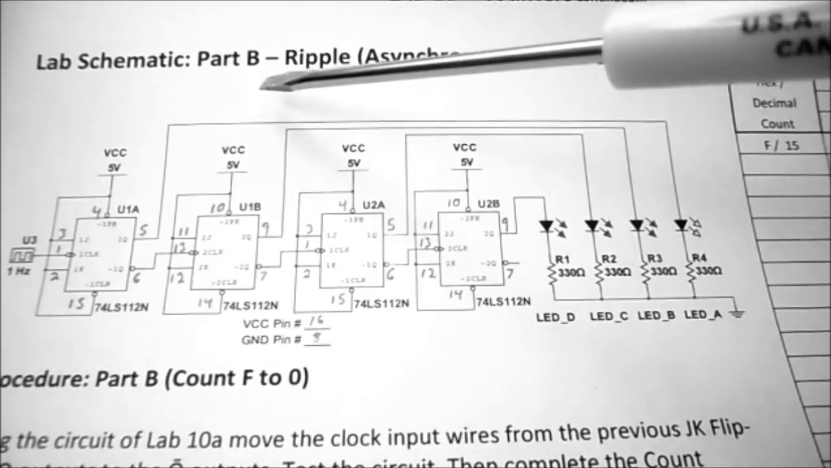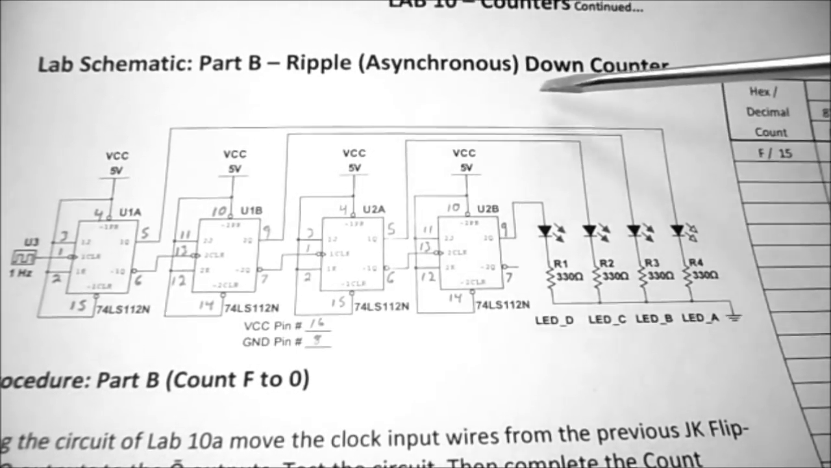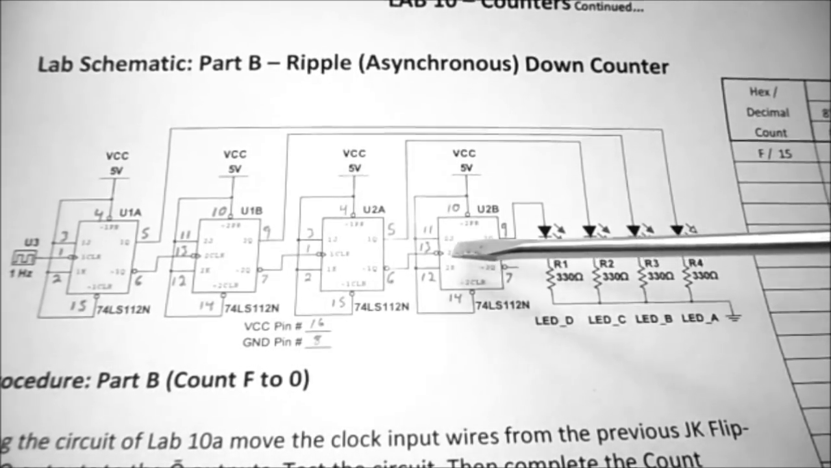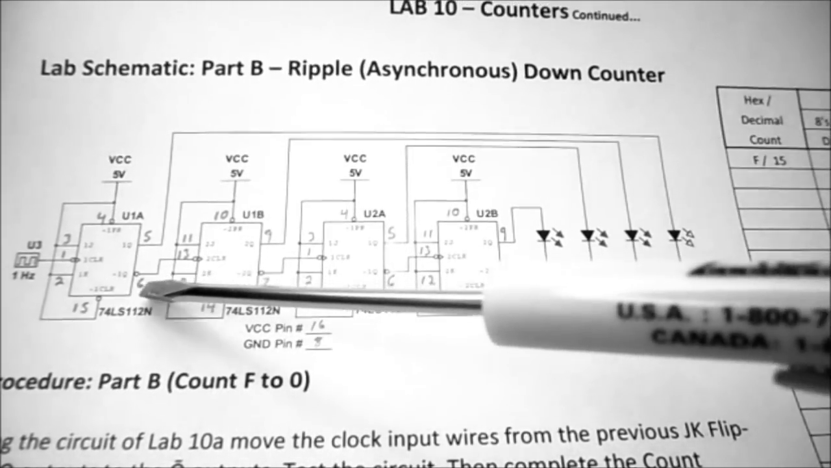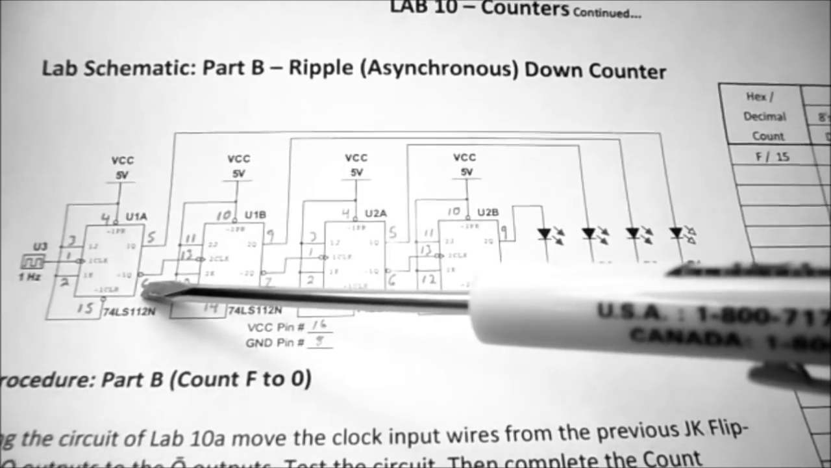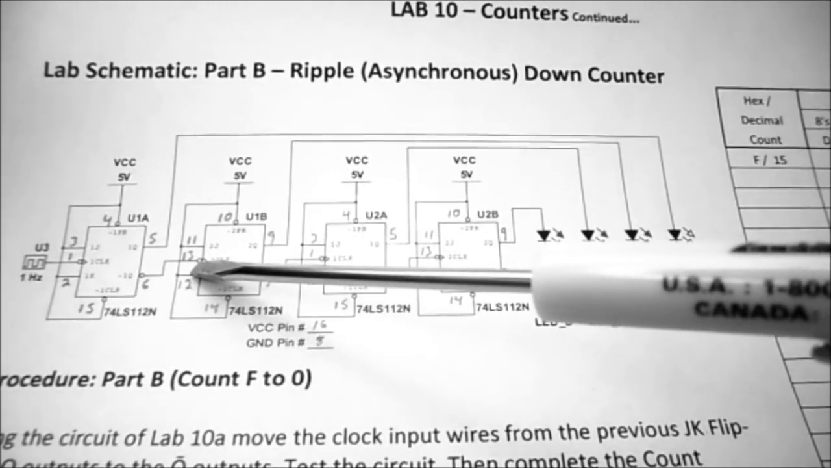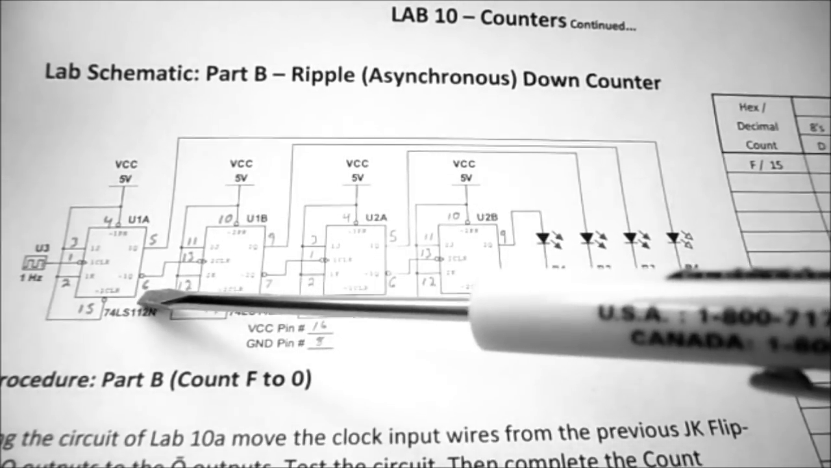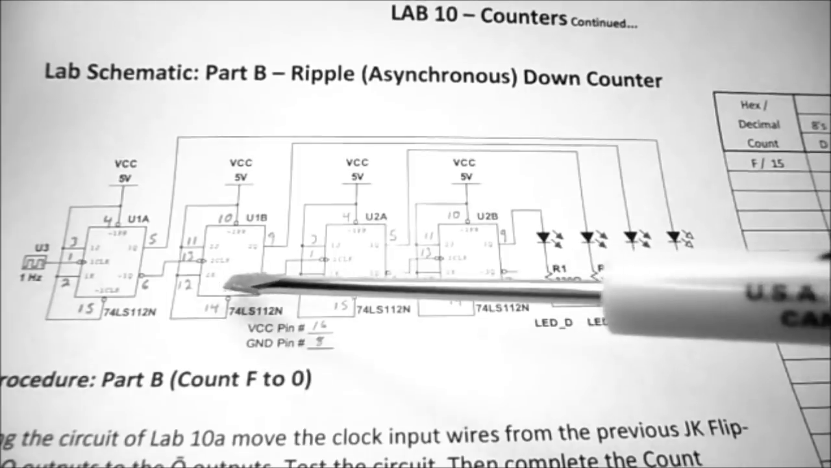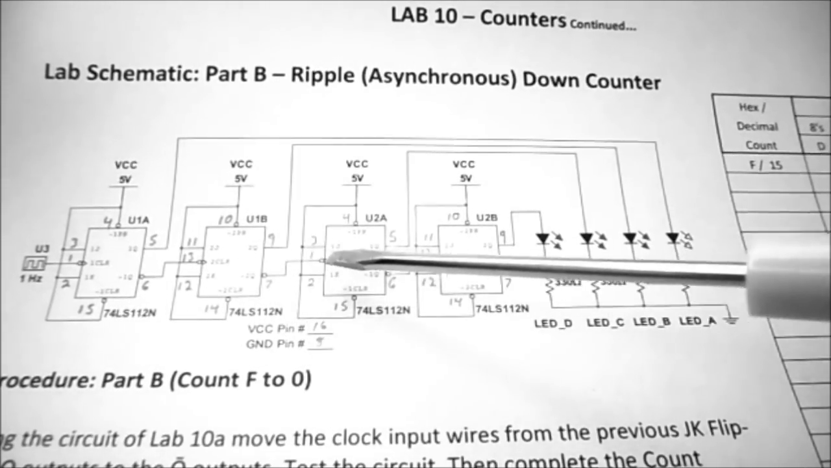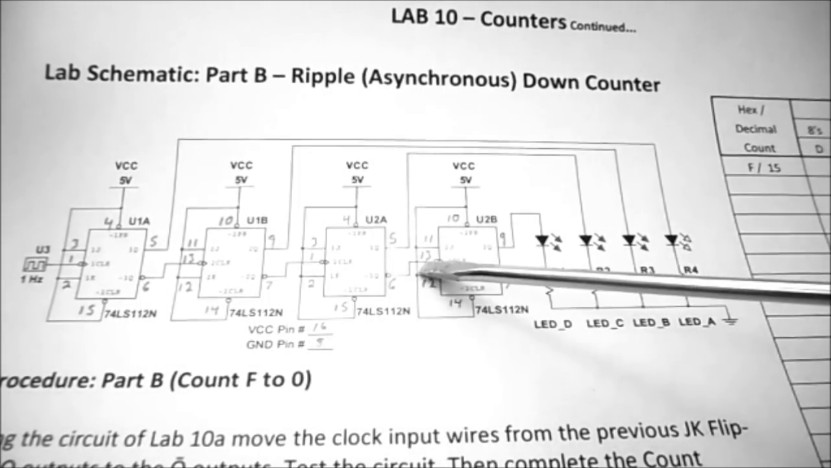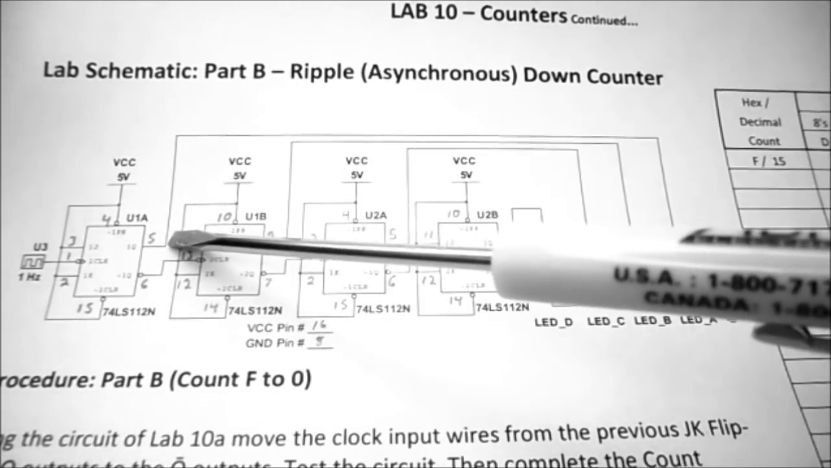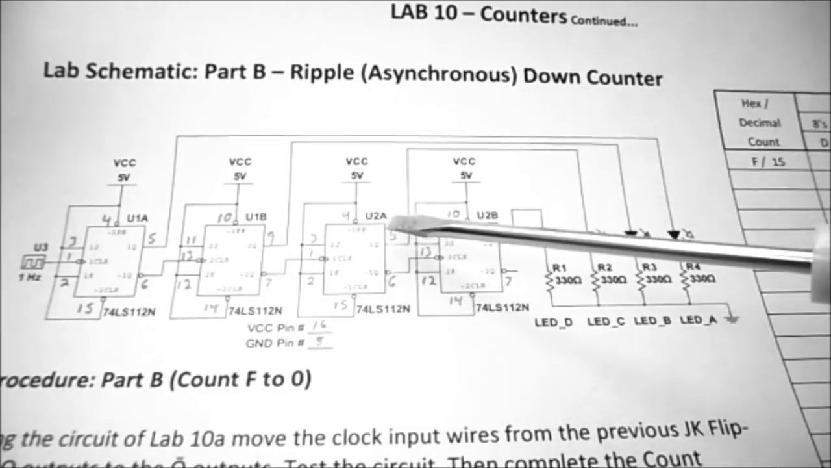So for lab schematic part B, ripple asynchronous down counter. The circuit is identical. The only thing we're going to change is the output is going to come off of our Q0 and go to our clock. So instead of going from pin 5 to pin 13, we're now going to go from pin 6 to pin 13, and pin 7 to 1, and pin 6 to 13, and we're still going to take our outputs off of our Qs, so don't move them.